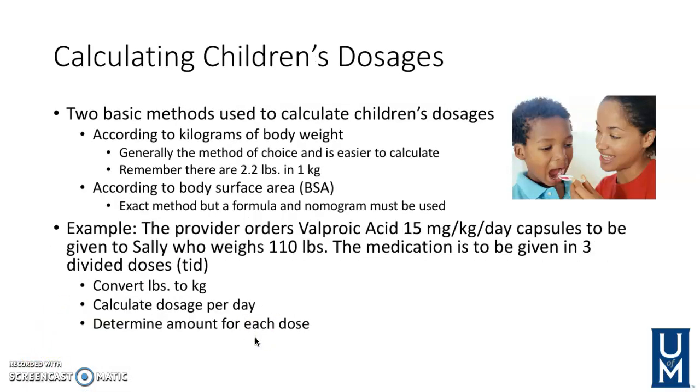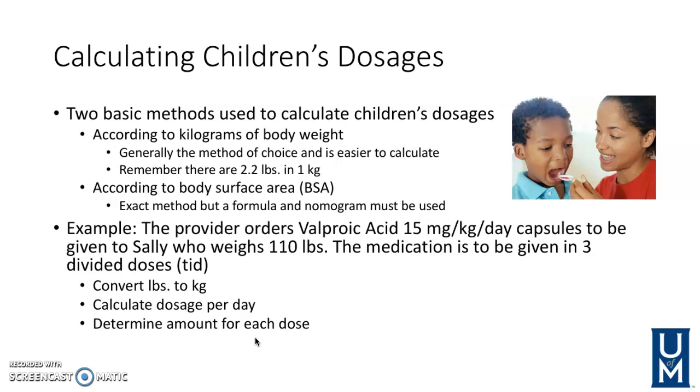All right, so calculating children's dosages, we talked about how these are based on weight, and there are 2 different methods used to calculate children's dosages. One is according to kilograms of body weight. So usually this one is the method of choice. It's a little bit easier to calculate. And remember, when we're converting kilograms to pounds and vice versa, it's 2.2 pounds in 1 kilogram. Another method that is used is what is called a BSA, or body surface area. This is an exact method that is used to calculate a children's dosage.